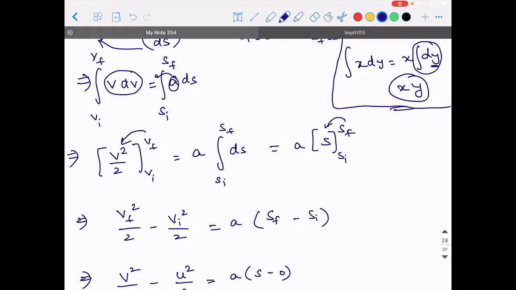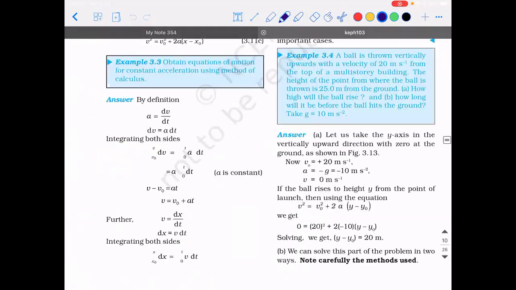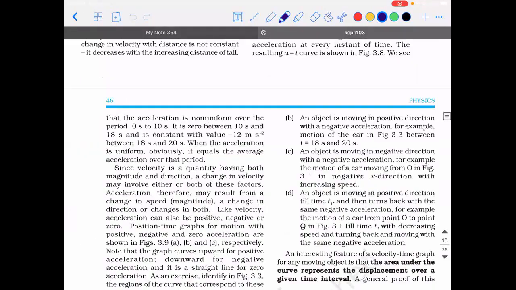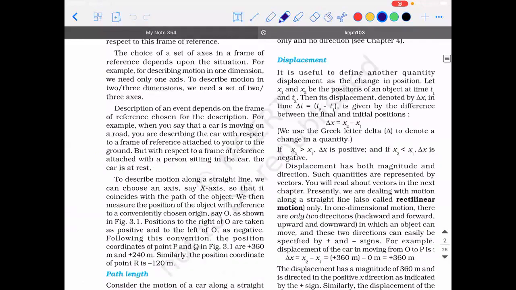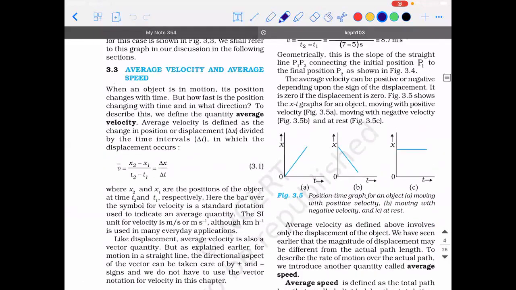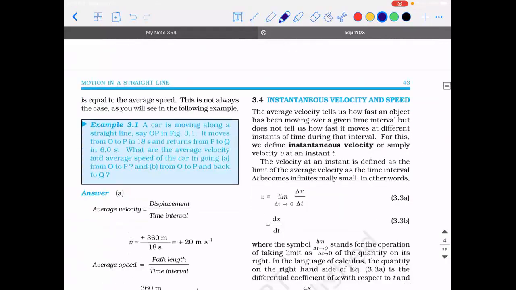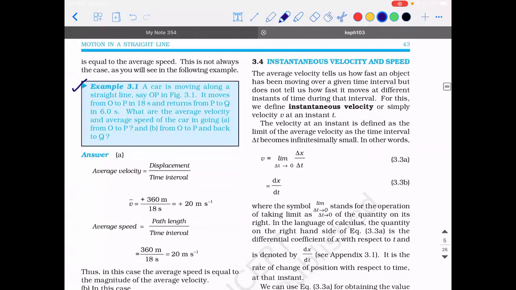Okay. Now listen to this. We'll do some problems based on the equations of motion and all other things that we have learned till now. I have told you what is average velocity and average speed. What is average velocity? Total displacement by total time. Similarly, average speed will be the total distance divided by the total time, right? So based on that, we will do some problems.